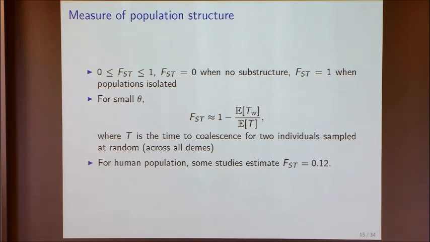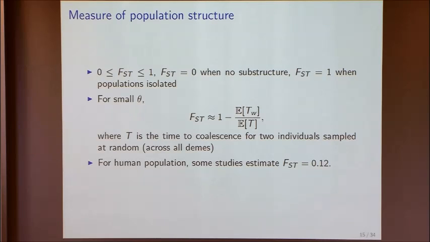0 means that there's actually no substructure in the population. That is, this is perfectly randomly mating. So this is like 1 deme essentially, just as in the regular coalescent without any substructure. And FST 1 means that these populations are completely isolated. They don't exchange migrants between each other.